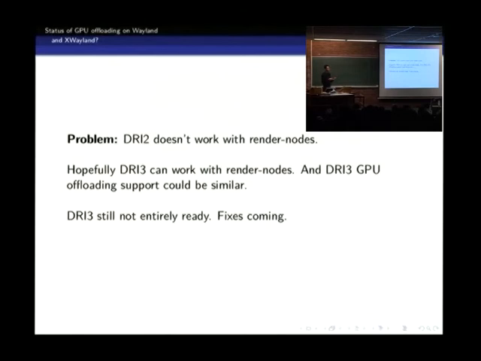And DRI3 uses only DMA-BUF FDs, which are supported by render nodes and are secure. But DRI3 is not entirely ready. It's still under fixing, but I think it will be ready for production soon. So do you have any questions?